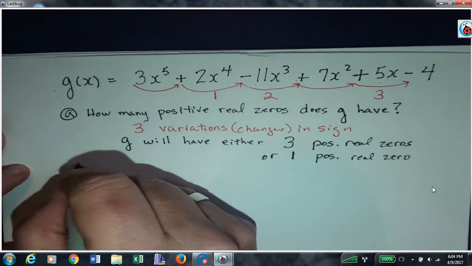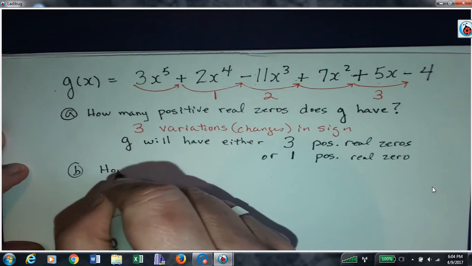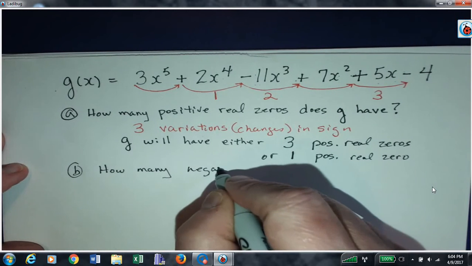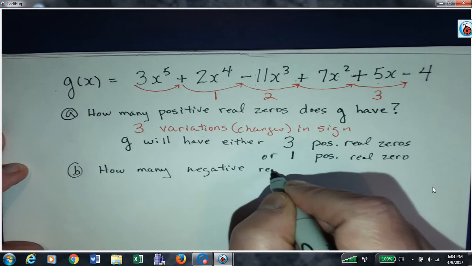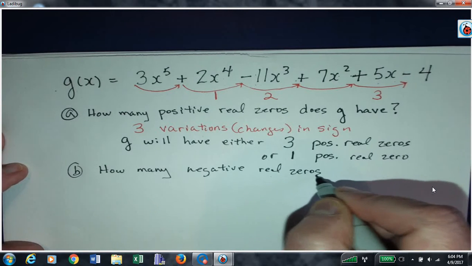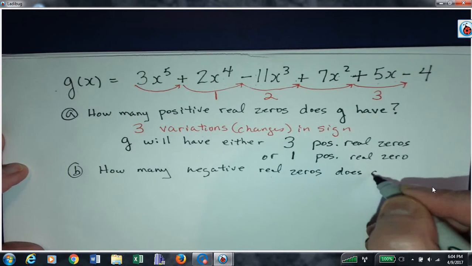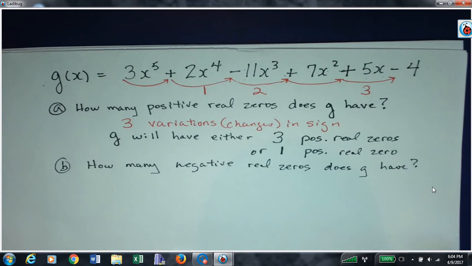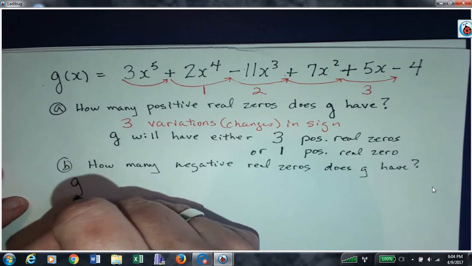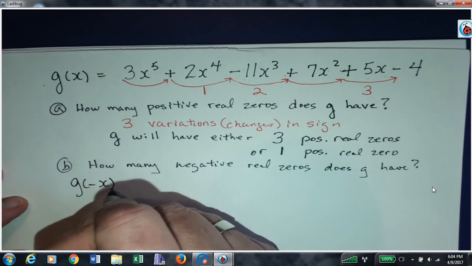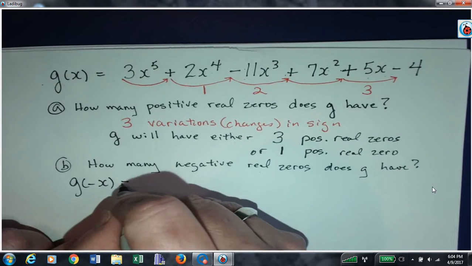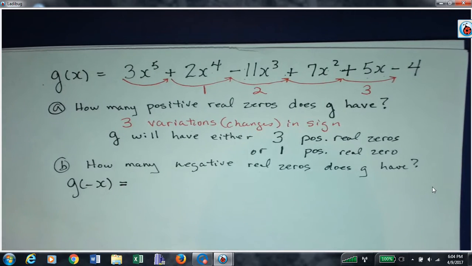So let's answer part B. How many negative real zeros does g have? Okay, I've got to get the formula for g of negative x and then count the number of changes in sign. So let's do it the super duper fast way.